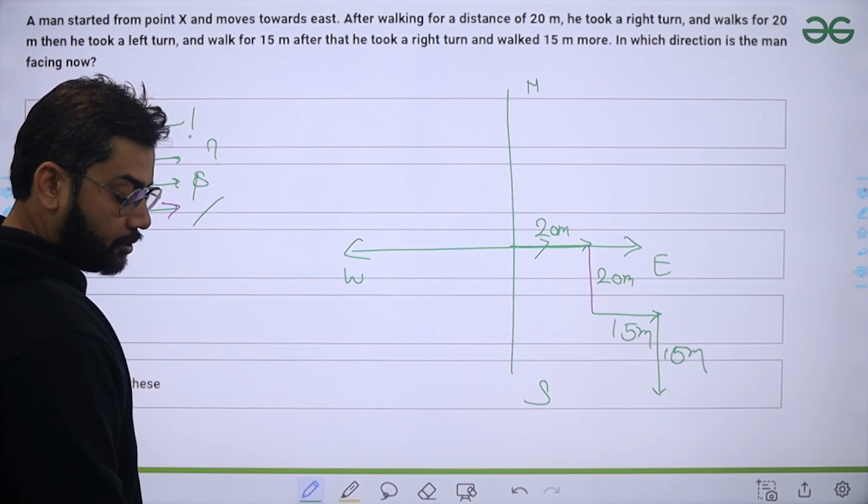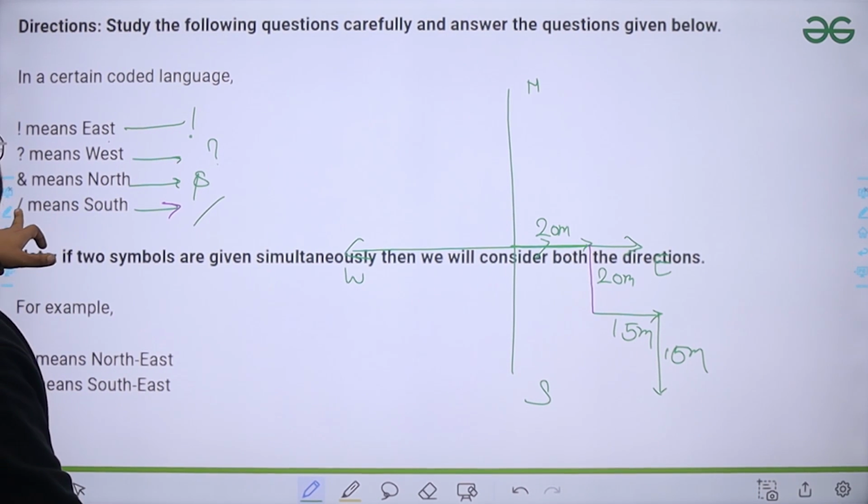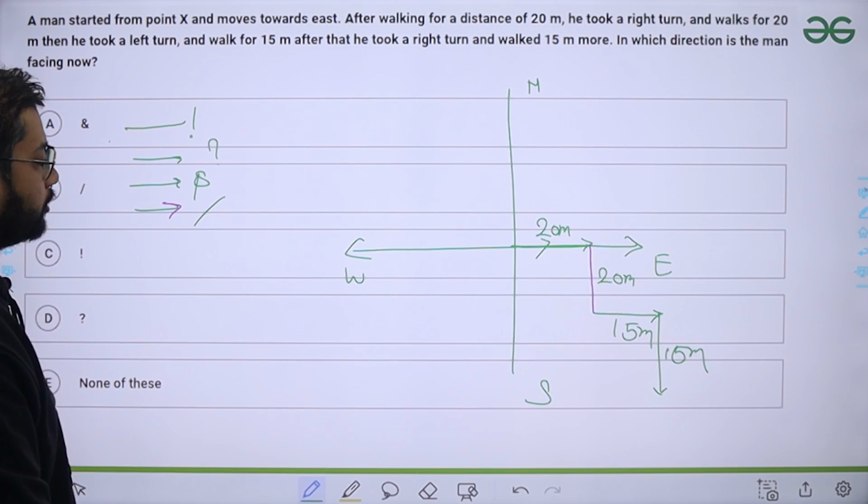The man is facing south. And what is the coding for south that we have? The coding for south is this slash. Okay, so slash is the south coding. Option B is the correct option.